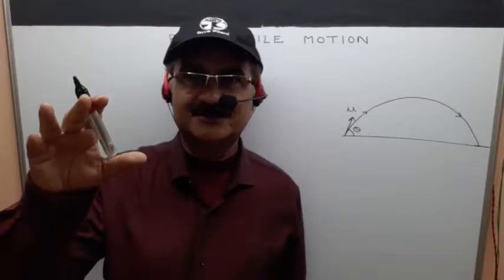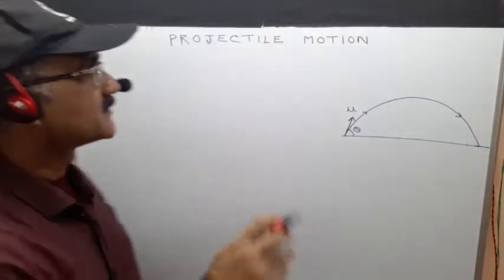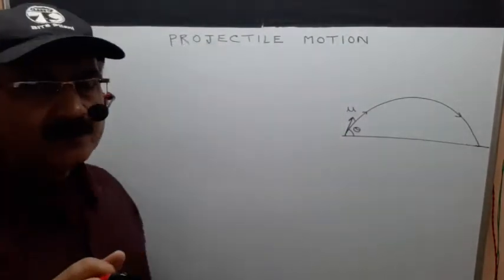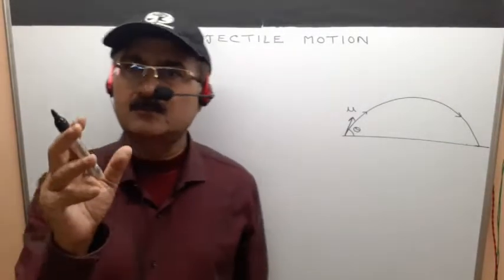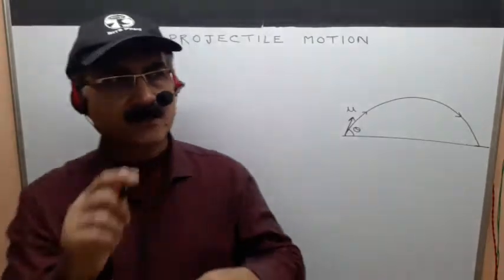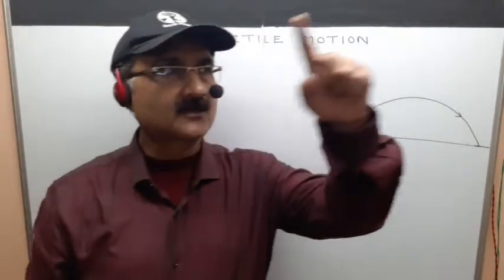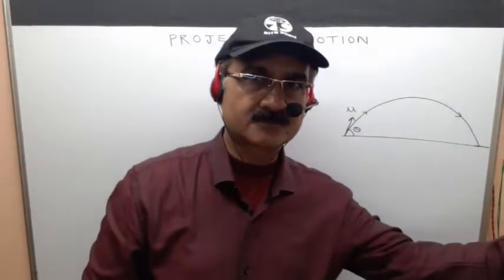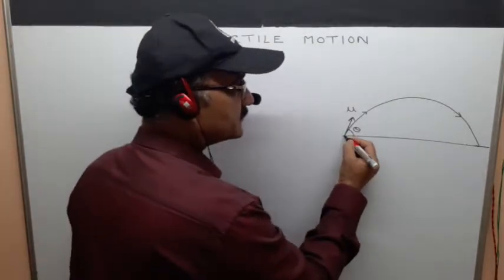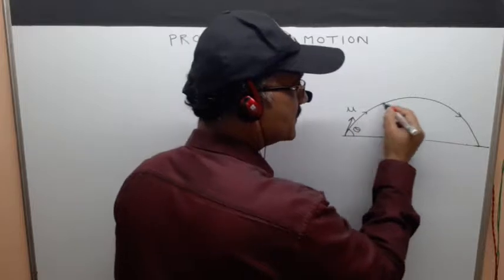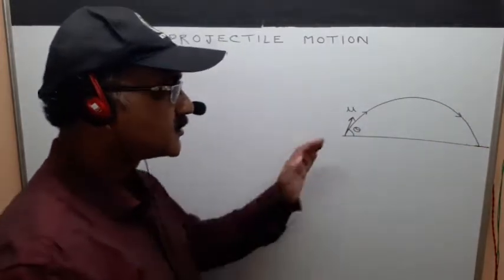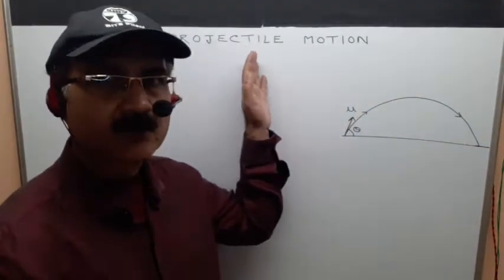Hi students. Today's topic is projectile motion. Say we have a ball in our hand, a cricket ball. When we throw it, we see that it goes along a path like this. So if we throw a ball from the ground, it traverses a path like this. This motion is called projectile motion.